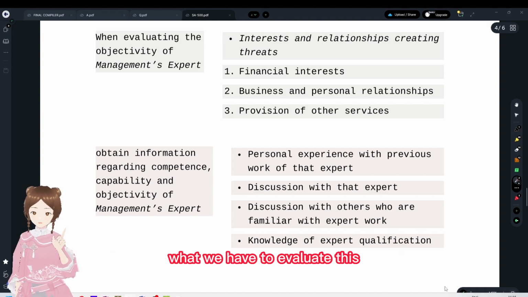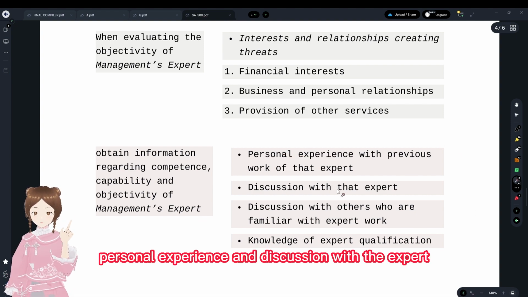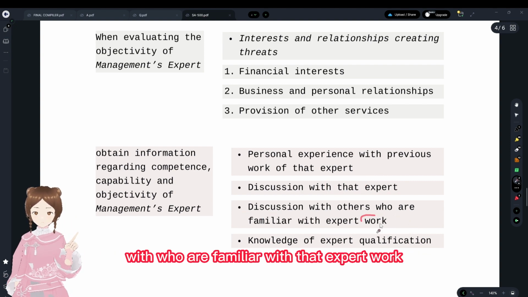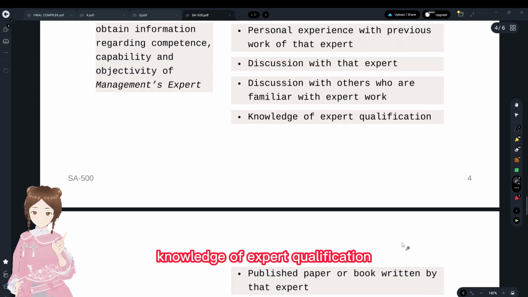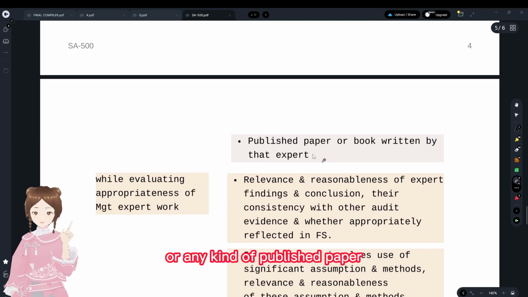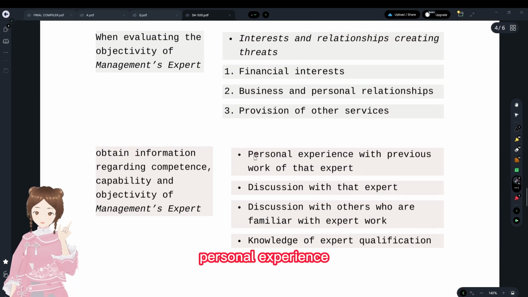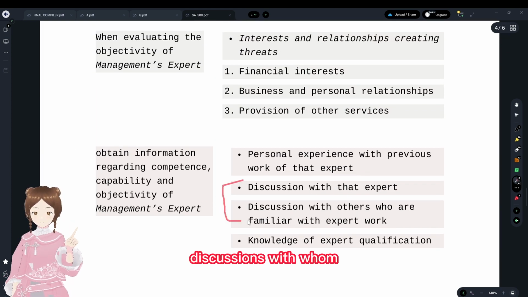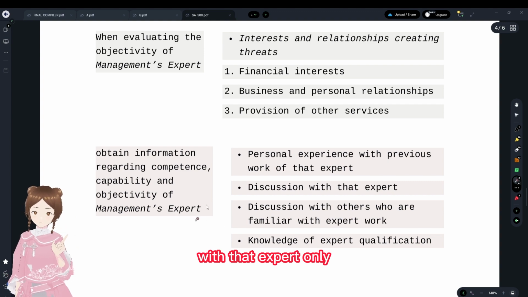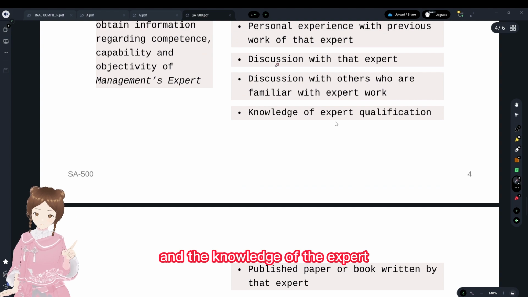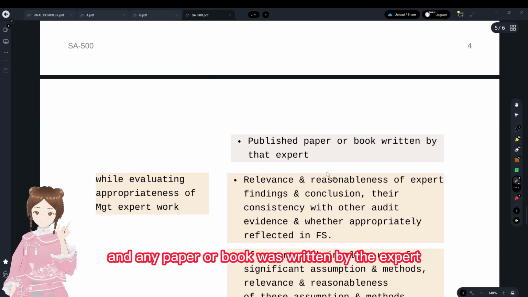What we have to evaluate is personal experience and discussion with the expert, and discussion with others who are familiar with that expert's work, knowledge of the expert's qualification, or any published paper or book written by that expert. Personal experience, discussions with whom? With that expert only, and with the others who are familiar with that expert, and the knowledge of the expert and any paper or book that was written by the expert.